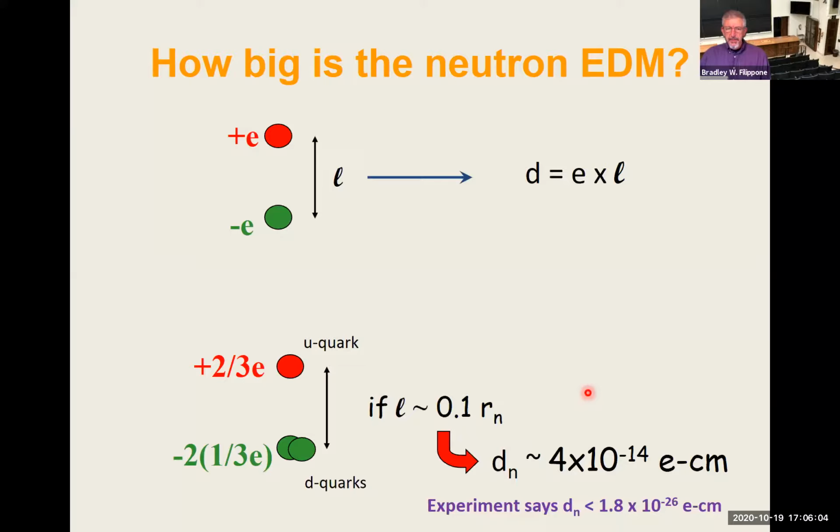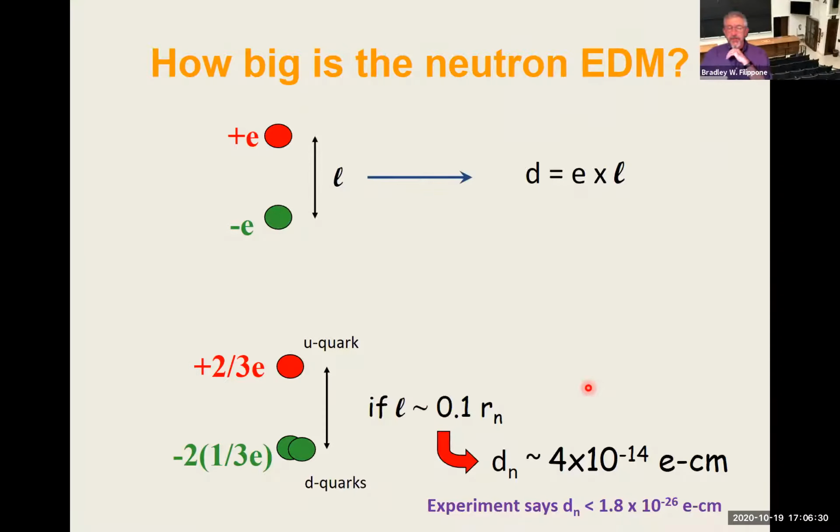Remember that the best measurement we have says the EDM for the neutron is less than 10 to the minus 26. So it's smaller than this. So the size of the EDM in terms of the separation of the charge is ridiculously small. We often say it's like measuring the thickness of a human hair when the neutron is the size of the Earth. That's sort of the scale.